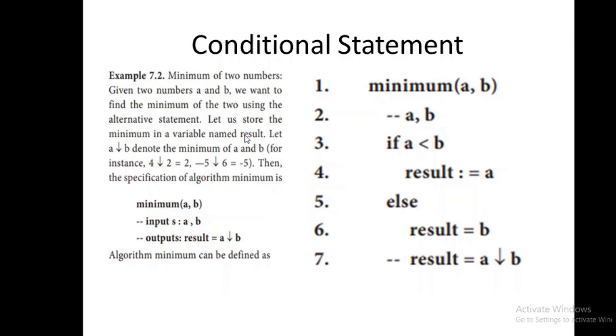A conditional statement example program is given here: minimum of 2 numbers. Given 2 values, 4 and 2, find which is smaller. Here the algorithm notation, minimum of A comma B, where A and B are the 2 input values. If A is lesser than B, the result will be A. If the condition is not satisfied, the else part will be executed, and the result will be B. So either A or B is the result, and finally the result is used as an output.